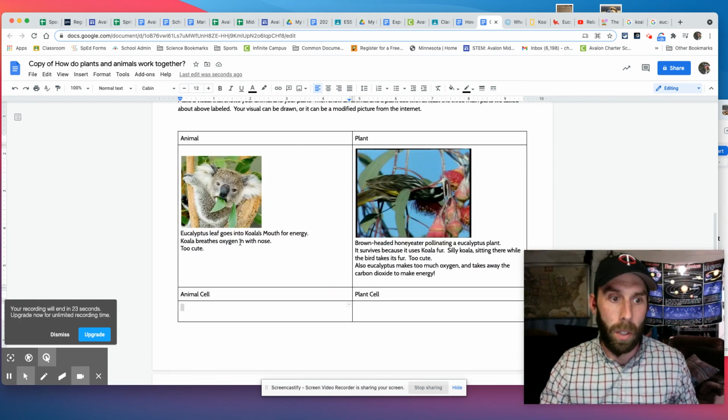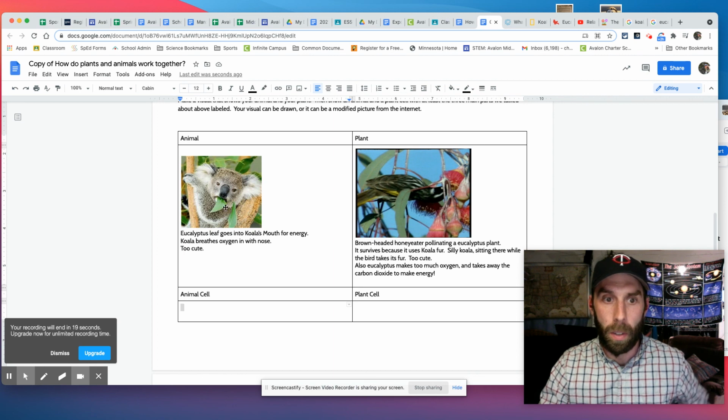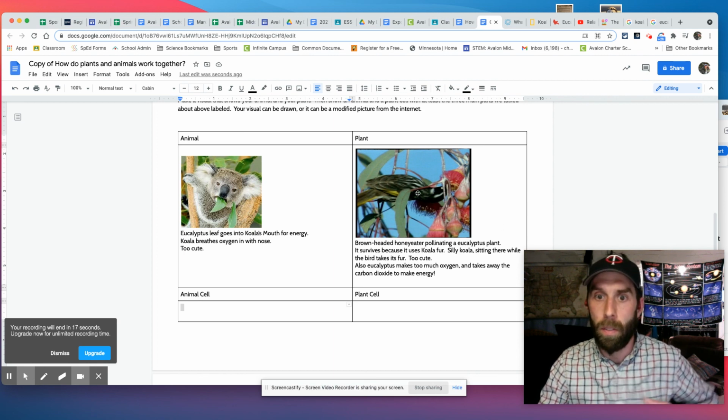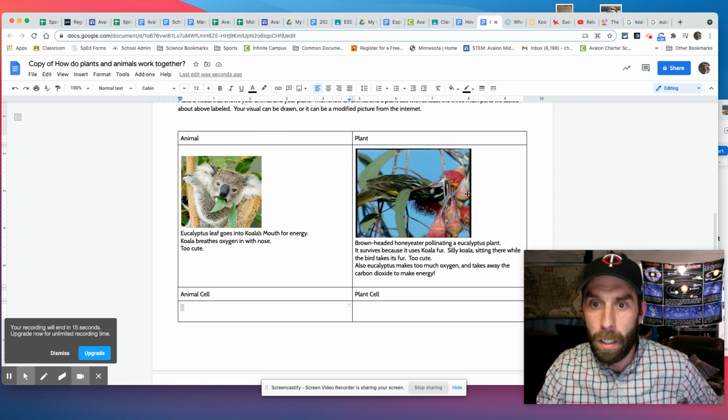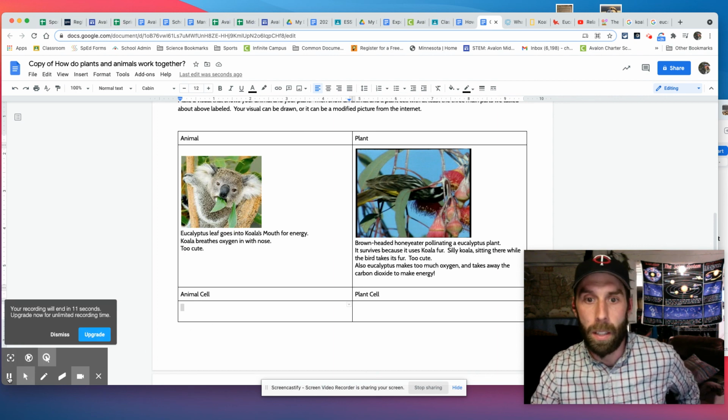All right, so here we have the koala eating the leaf and breathing in oxygen. Here we have the brown-headed honeyeater pollinating the eucalyptus, and it only survives because the koala's fur has gone into its nest. Last thing.